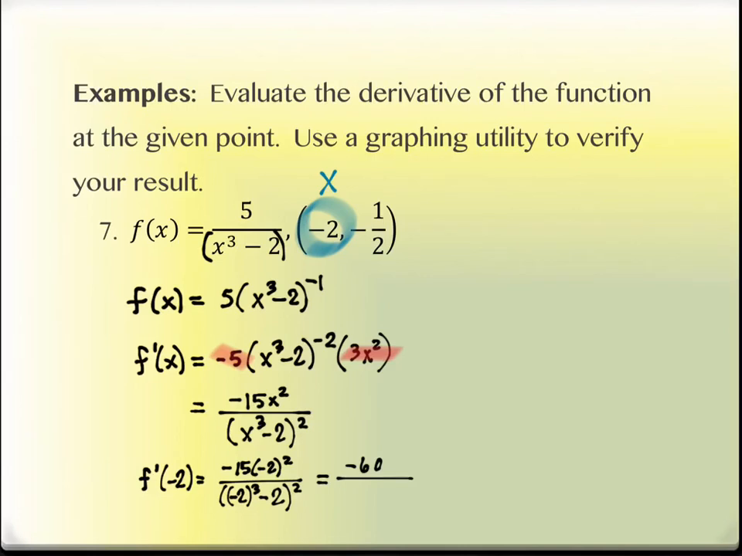That's fine too. Here, I've got negative 2 cubed, which is negative 8 minus another 2 gives me negative 10, and negative 10 squared gives me 100. You can simplify negative 60 over 100 either in fraction form or decimal form. In fractions, it's negative 3/5, or if you want to use decimals, it's negative 0.6. Remember, decimals are fine if they're terminating. If they're repeating, we want to leave it in fraction form.